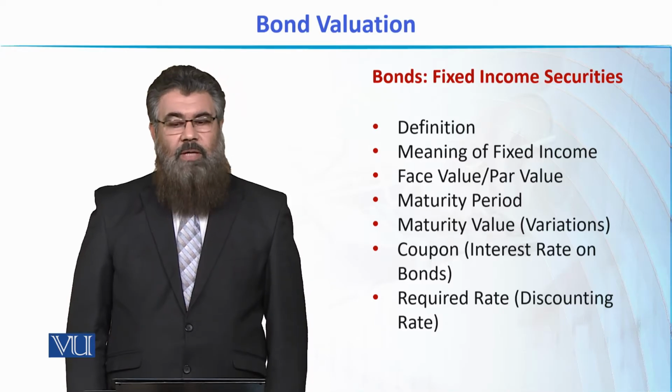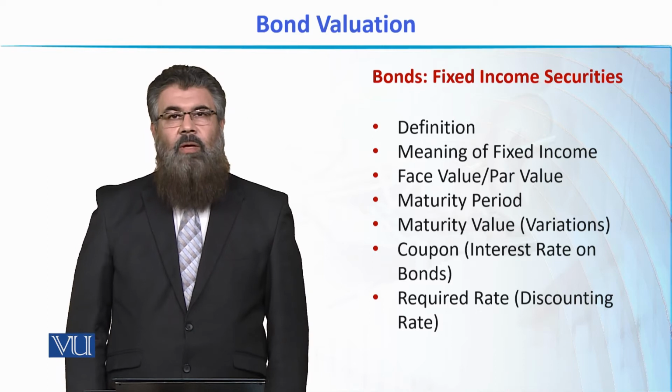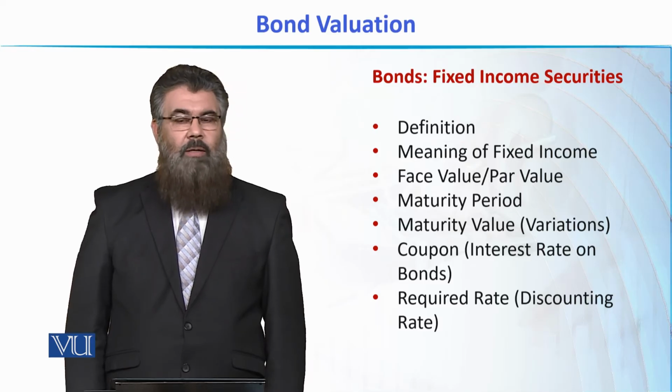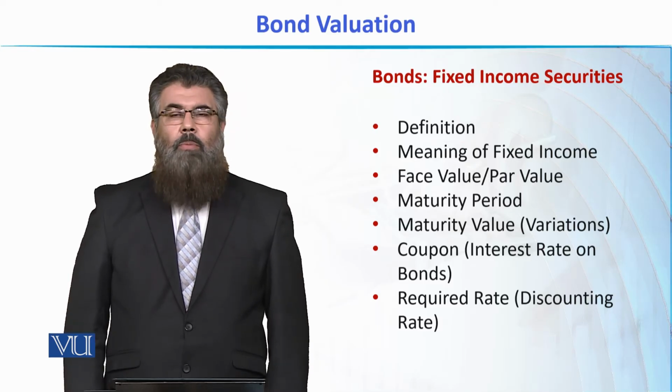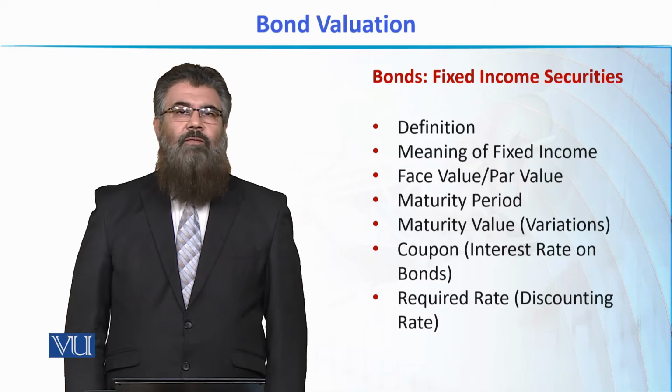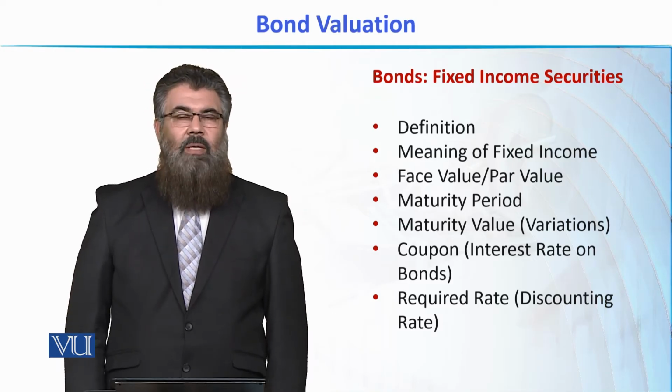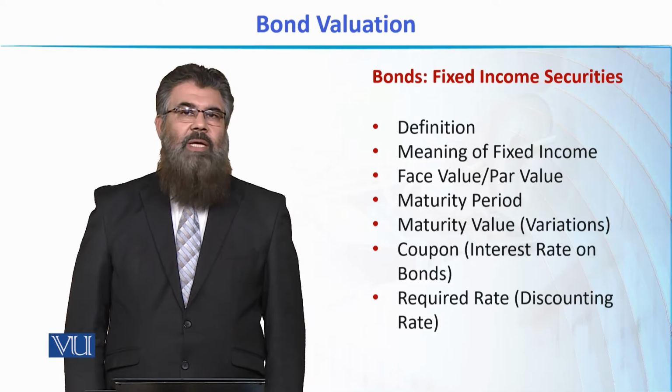The par value is generally assumed to be the face value, that is the value of one bond. Bonds are generally issued for a specific period of time, after which these bonds are taken back or redeemed. This is called the maturity period.